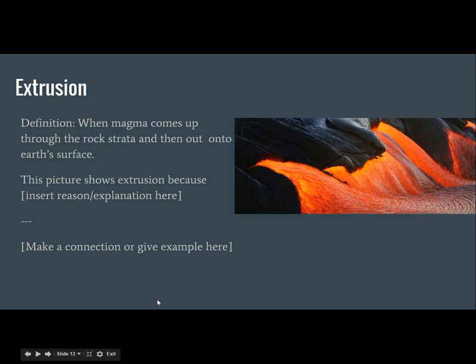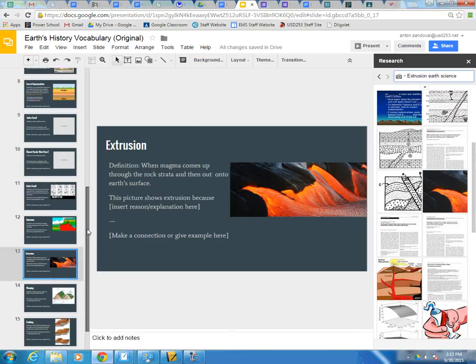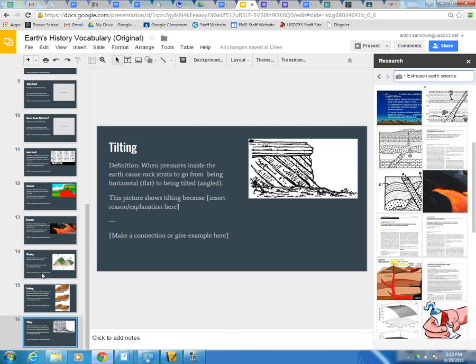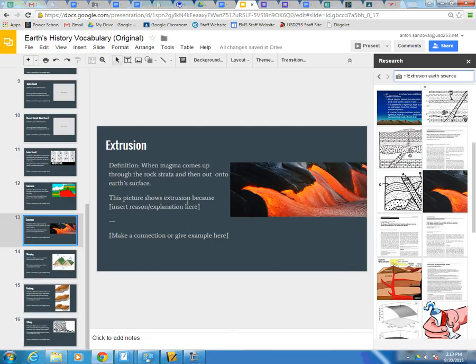A connection that some students said is like toothpaste. You squeeze the toothpaste, and then the toothpaste comes out of the tube. Kind of like extrusion, the lava comes out onto the surface. All right, that's it for now. Next time, we're going to add some more words. We'll be adding warping, faulting, tilting, and that will be it. All right, so go ahead and finish with extrusion, and we'll pick up next time.